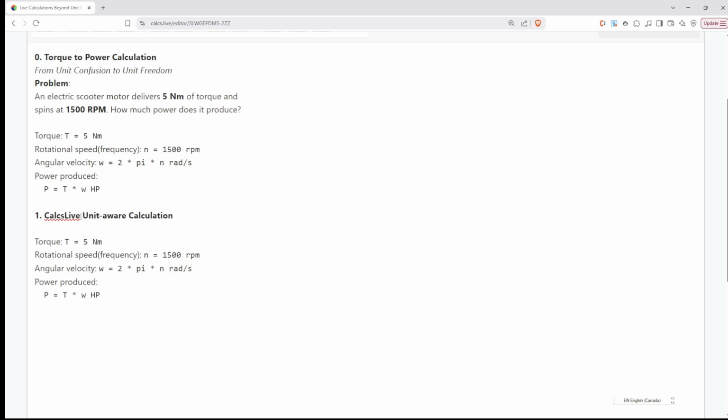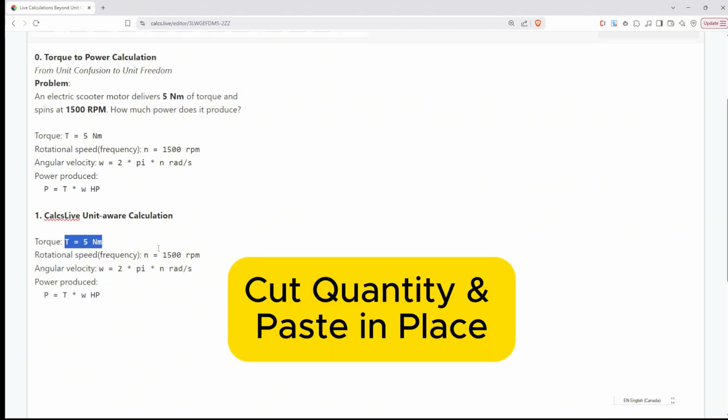Because you can just stick to the pure physics equation, P equals T omega. That is the absolute key insight. Forget memorizing those numbers for every possible unit mix. You just use the fundamental equation, P equals T omega. You tell your system, okay, my torque is, say, 5 Newton meters. You write 5 Nm with the unit. With the unit, and my speed is 1500 RPM.